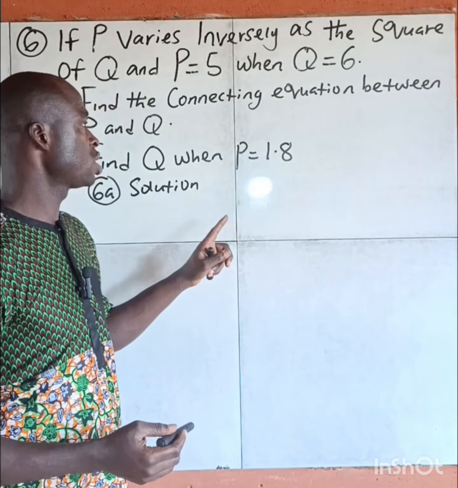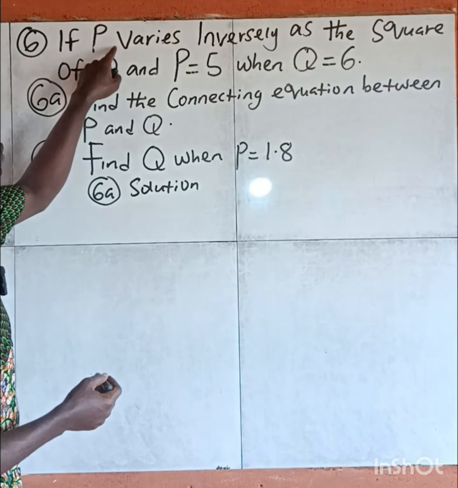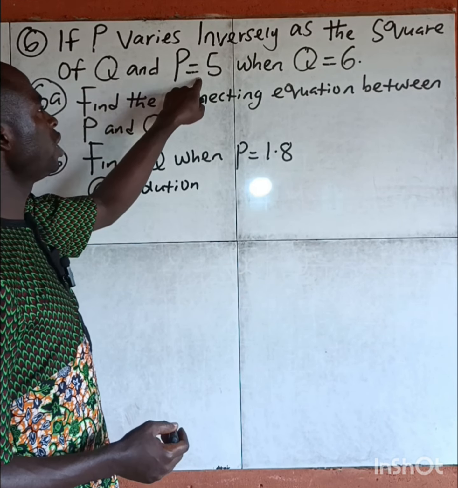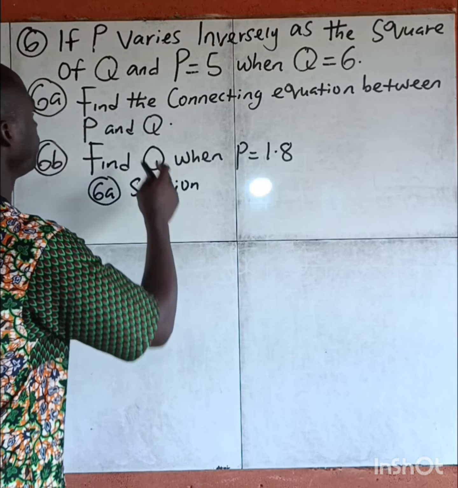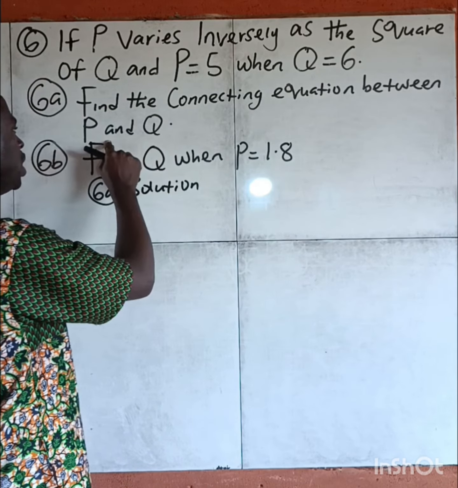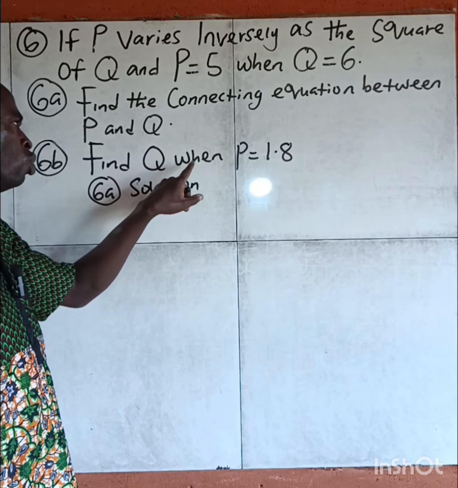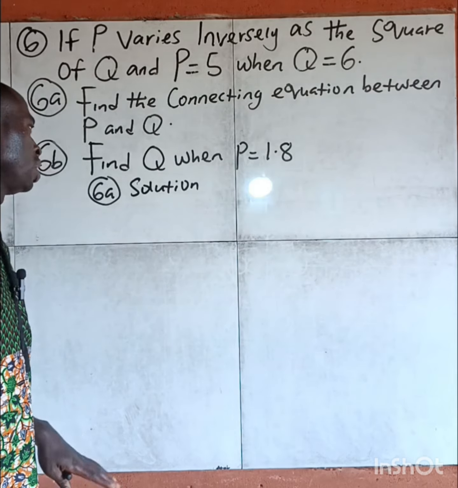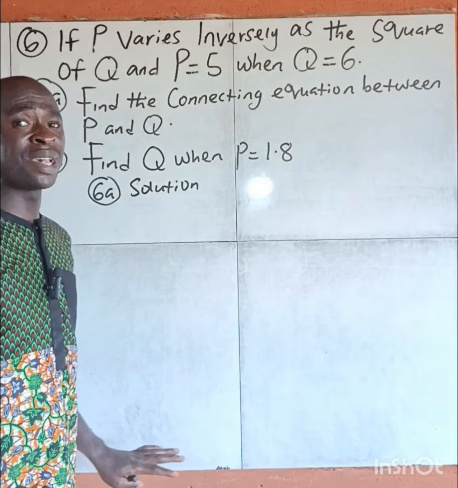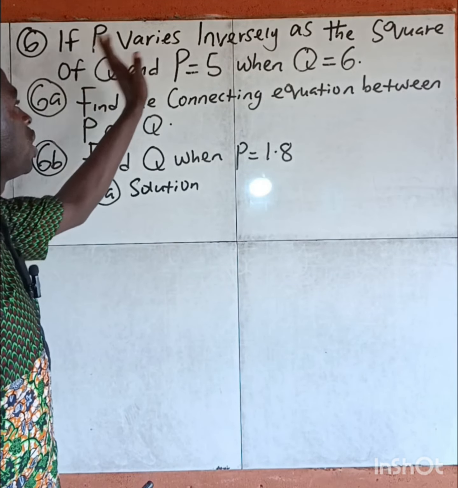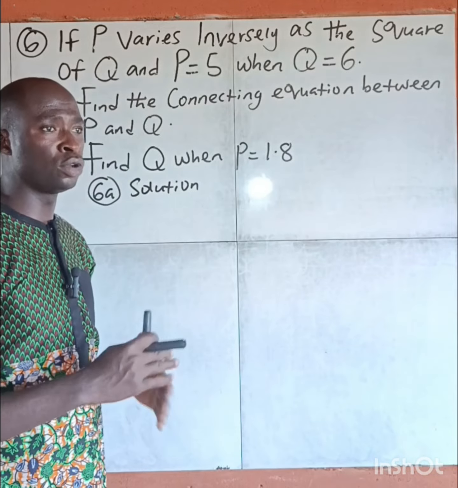Now for question 6, the question says if p varies inversely as the square of q and p equal to 5 when q equal to 6, find the connecting equation between p and q. 6b: find the q when p equal to 1.8. Now it's very, very easy. What we are simply going to do here is follow the question accordingly in order for you to generate your formula.